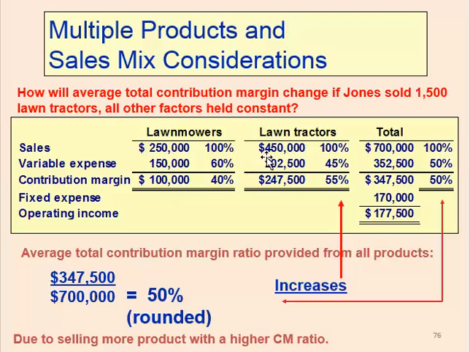Okay, now our sales for lawn tractors go up to 450,000. Contribution margin for tractors goes up to 247,000. So now my total contribution margin, the average, goes up as well to 50%, 347.5 over 700,000. So we've had an increase just for selling more products with a higher contribution margin ratio. We get a higher overall contribution margin percentage.